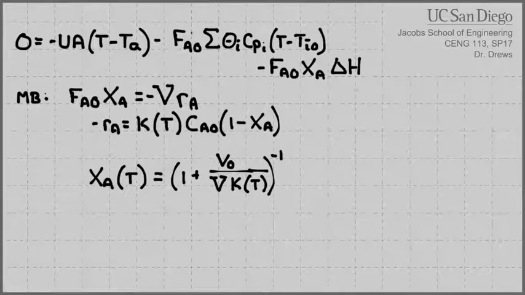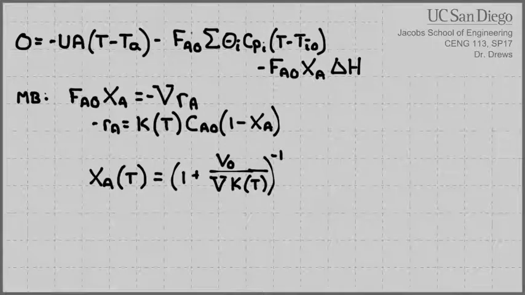Where did that V naught come from? There was a CA naught and an FA naught here, so I got rid of those and used V naught instead. So it didn't appear anywhere particularly mysteriously.